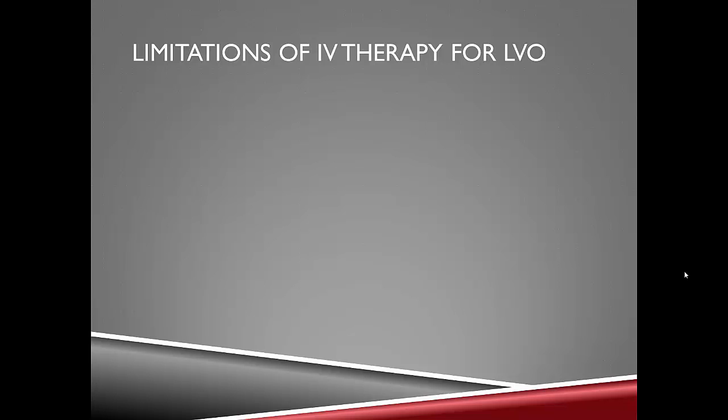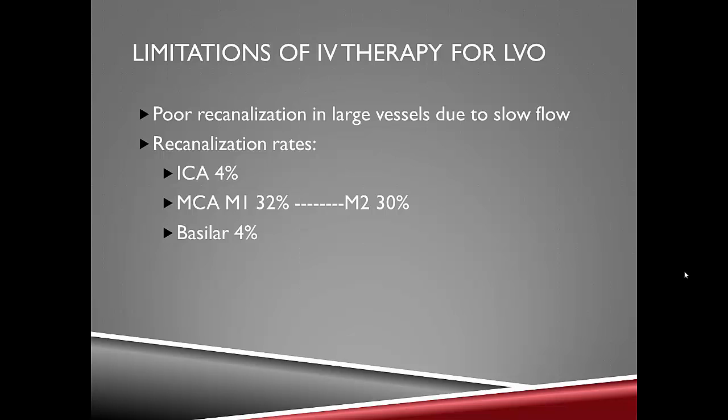Looking at IV therapy for the large vessel occlusion specifically, there are limitations, and the reason is that you have poor recanalization of the large vessels due to the slow flow. These are basically the breakdown of the rates themselves. For the ICA, only 4%. MCA, depending on what territory, around 30%. And then basilar is only 4%. So again, with those high mortalities and having this low of a success rate is very concerning and can be very dangerous. Hence why endovascular revascularization is the way to go with these large vessel occlusions.